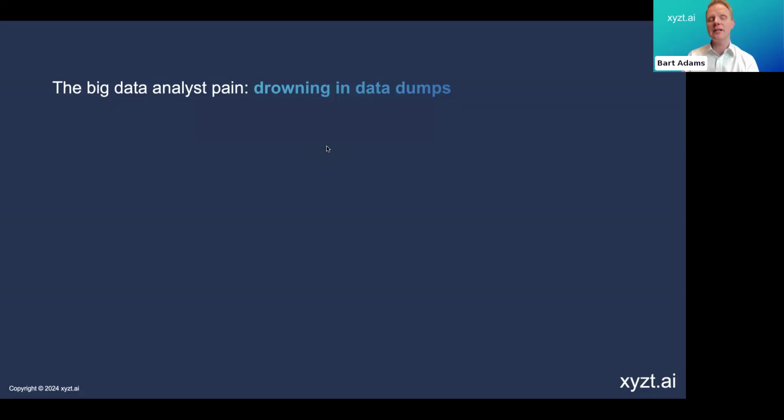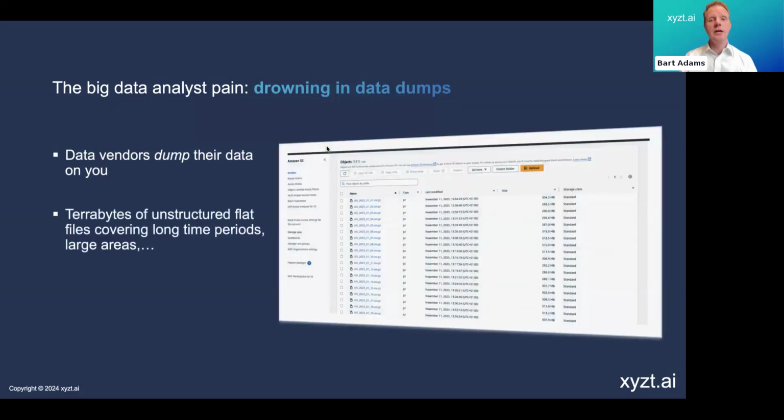If you think about historic data like AIS data and floating vehicle data, it is a huge data set. And typically when you buy data, data vendors dump their data on you, and literally dump by providing you, for example, an S3 bucket with terabytes and terabytes of data, which is typically just flat files, unstructured files, CSV files, for example, Parquet files, for example. They cover large periods, they cover large areas. There's no structure really in this data. And it's a lot of data.